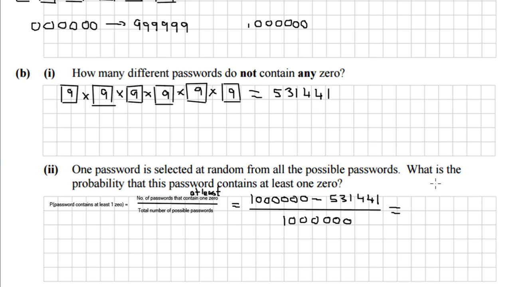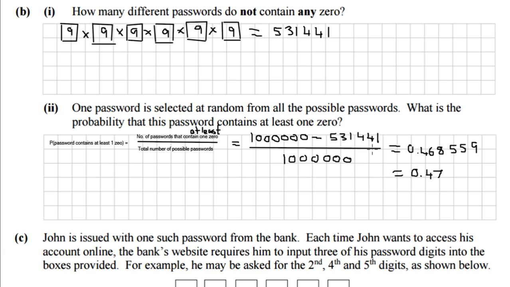So let's see what that is. Yeah, you're going to get this as a decimal. It doesn't specify how many decimal places they want you to go to, so I'll just put in all of them here. So it's approximately 0.47. So it's about a 47% chance that the password you select at random contains at least one 0. Okay.